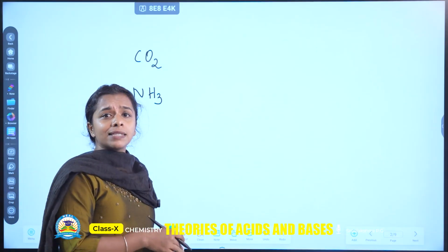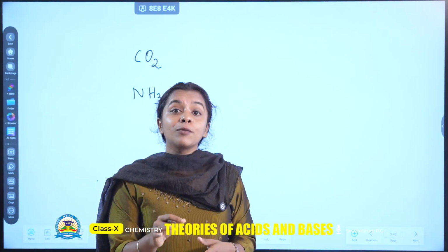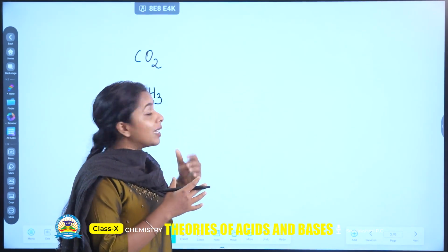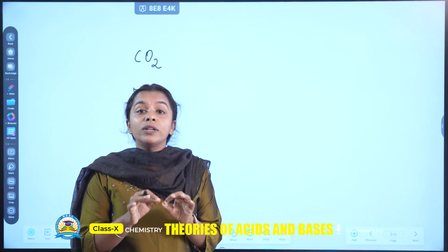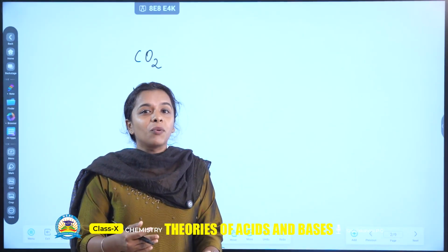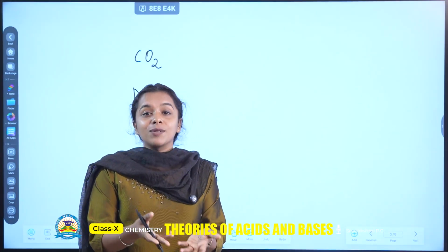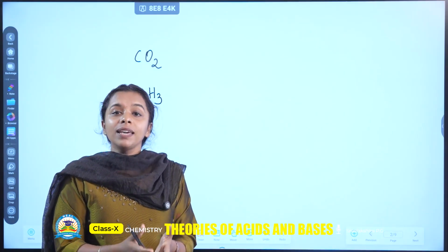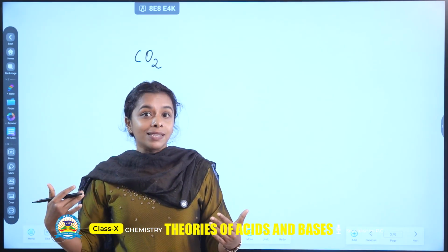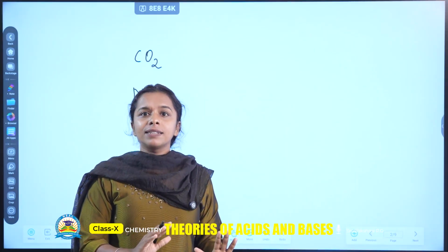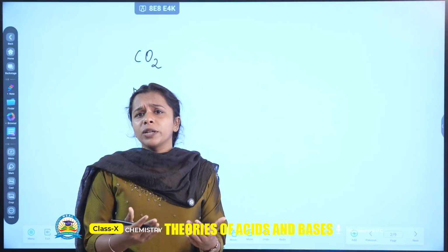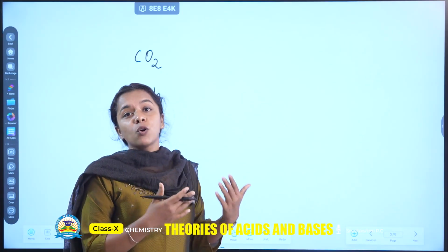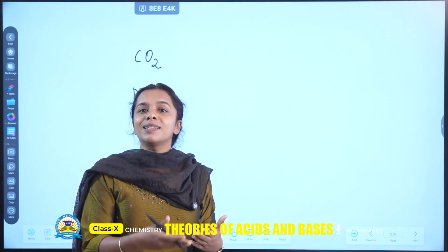And also, what Arrhenius said, acids will produce H+ ions only in the presence of what? Water. So this theory is actually applicable only for those substances which will dissolve in water and produce H+ ions or OH-. So we cannot consider this theory for all acids and bases. In your CBSE textbook also, what you are following is H+ ions and OH- ions. But this theory is not applicable for all acids and bases.